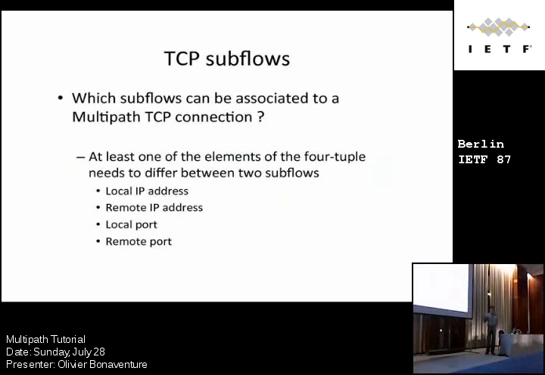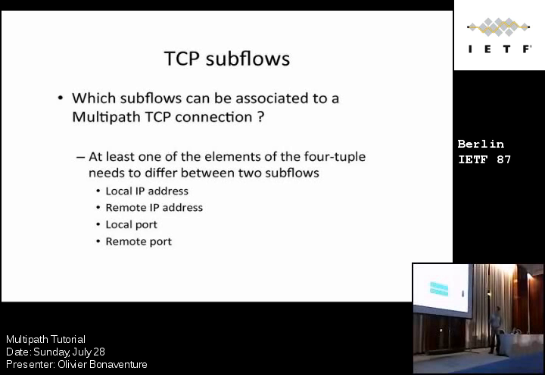So how can I add subflows to an existing Multipath TCP connection? Well, in practice, I can add as many subflows as I want. The only requirement proposed by Multipath TCP is that on the server, we can distinguish the different subflows. So we can distinguish the different subflows by using different local IP addresses, different remote IP addresses, different local ports, or different remote ports. All the solutions are possible as long as we can distinguish the subflows together. So we have lots of flexibility.